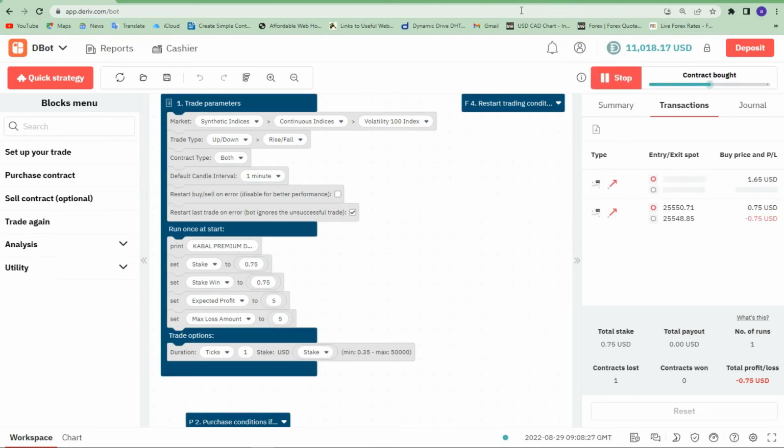The bot is running now and you can see the trades are being entered. The profit given to you is $5. You can run this bot twice in a single day. It is important to have about $50 as capital before using this bot.